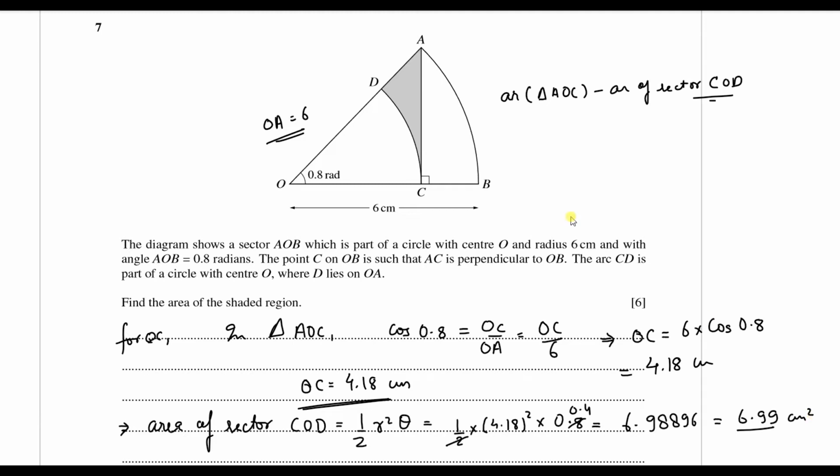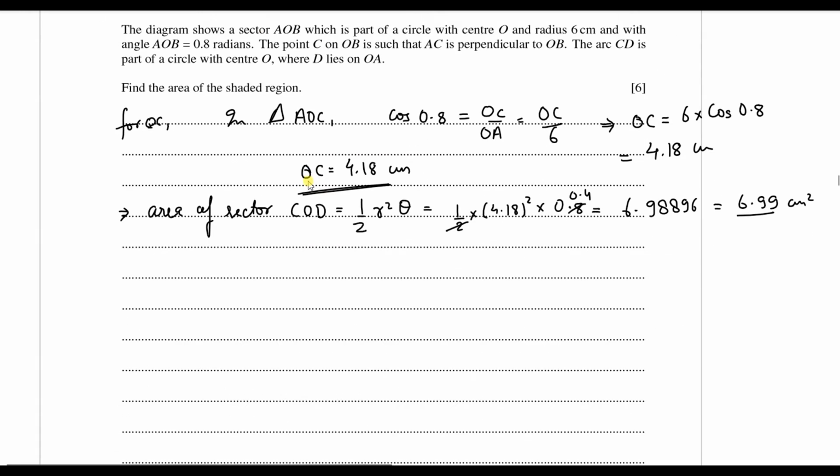Now we are supposed to get the area of triangle AOC. There are many methods, but I'll be using half ab sine theta. The other way is to use the Pythagoras theorem to get the AC value, and since we already have the OC value, we can use half of base times height. But we have the two adjacent sides and the included angle, so I'll use the formula half ab sine theta to get the area of triangle AOC.